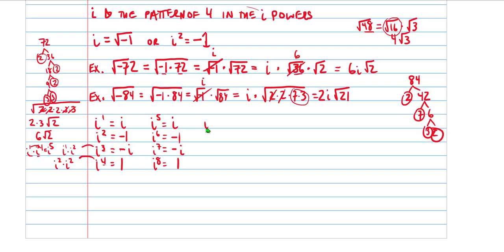And indeed, we're going to write one more column here very quickly. 9, 10, 11, 12. If we keep going with this, we will get I, we will get -1, we will get -I, and we will get 1. So what we end up seeing is that for the powers of I, we get this repeating pattern: I, -1, -I, and 1, where every time we get to an exponent that is a multiple of 4, we land on that 1, right? 4 is a multiple of 4, 8 is a multiple of 4, 12 is a multiple of 4.